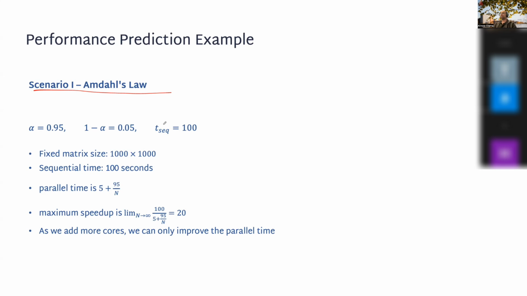The first thing that we need to consider is that to evaluate strong scalability using Amdahl's law, we should consider the problem size to be fixed, right? So in this case, I fixed the matrix size to be 1000 by 1000. So basically we have 1 million elements, right? So for this fixed matrix size, we spend 100 seconds, right?